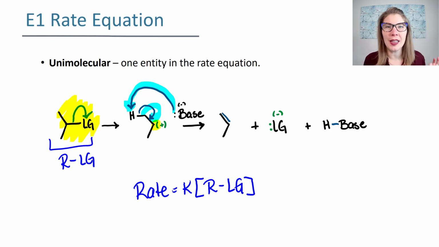Because as soon as you make that carbocation, bam, that base is going to react with it, but you have to make the carbocation first. So if you increase the concentration of the base, no change to the rate. But if you increase the concentration of the substrate, which is the thing that has the leaving group on it, yeah, the rate's going to increase.